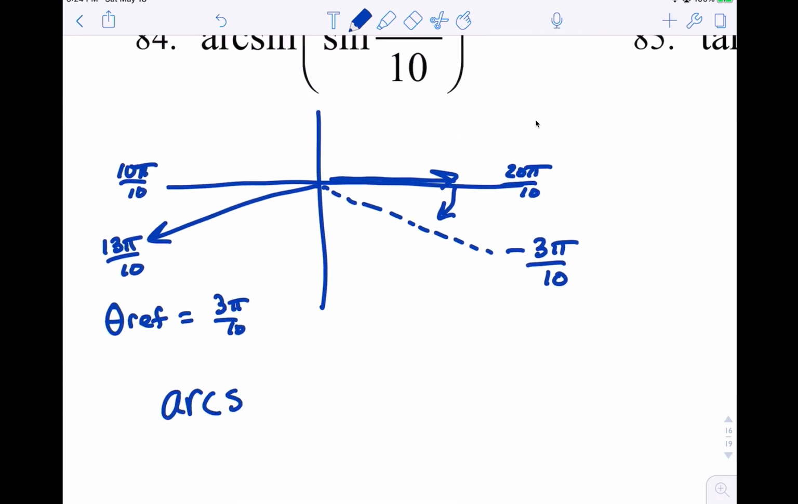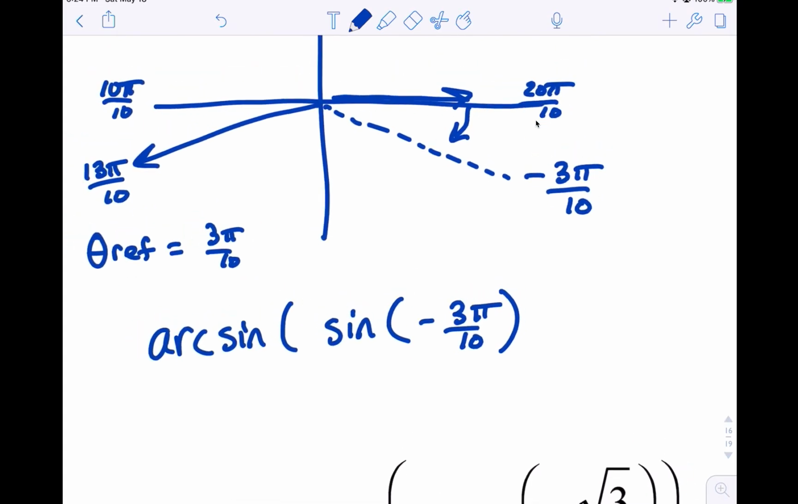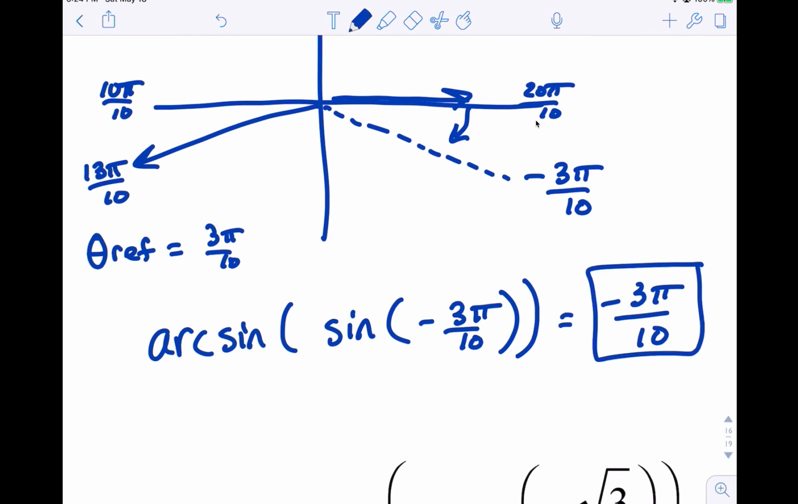Arc sine of negative 3 pi over 10. Okay, so again, remember, when I do sine of negative 3 pi over 10, it gives me a y value. When I take the arc sine of that y value, right, I'm looking for the angle that it occurs at. So it's just negative 3 pi over 10. So you're changing the angle to something where you're going to get the same ratio.